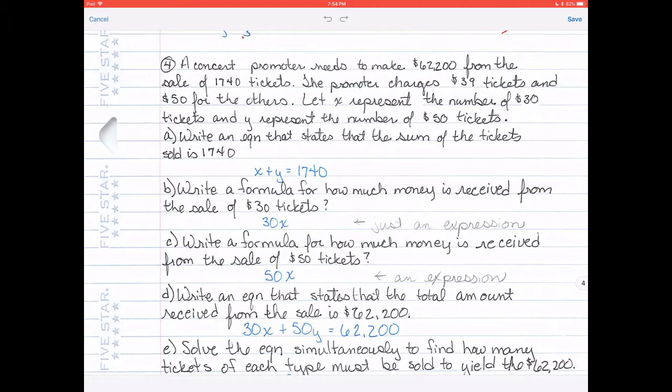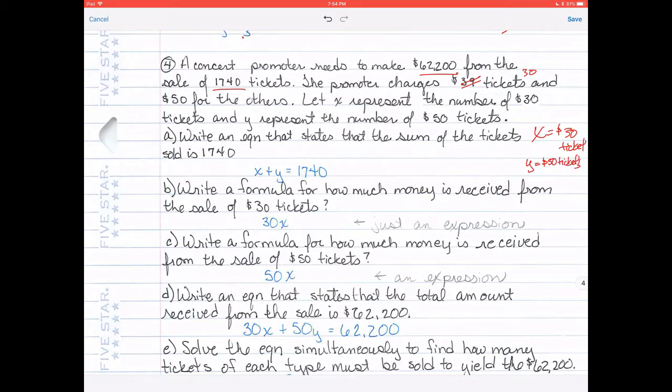All right, so if we read the question, this should actually be a 30. Okay, found that out today when I taught this lecture. Okay, a concert promoter needs to make this much money from the sale of this many tickets. The promoter charges $30 per ticket and $50 for others. Let X represent the number of $30 tickets and Y represent the $50 tickets. So X equals $30 tickets and Y equals $50 tickets.